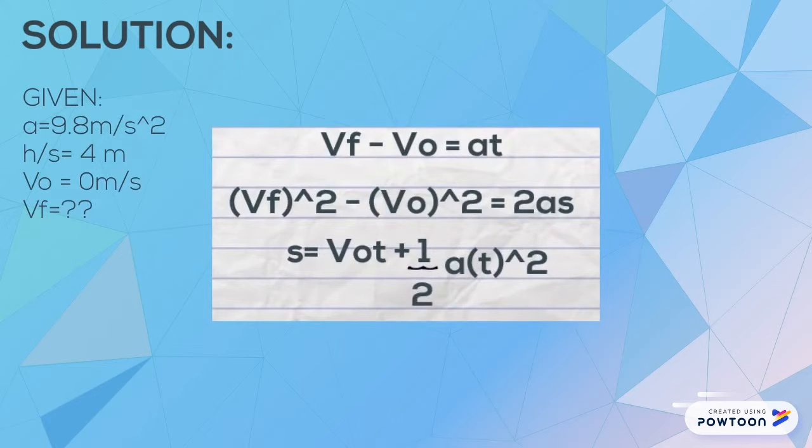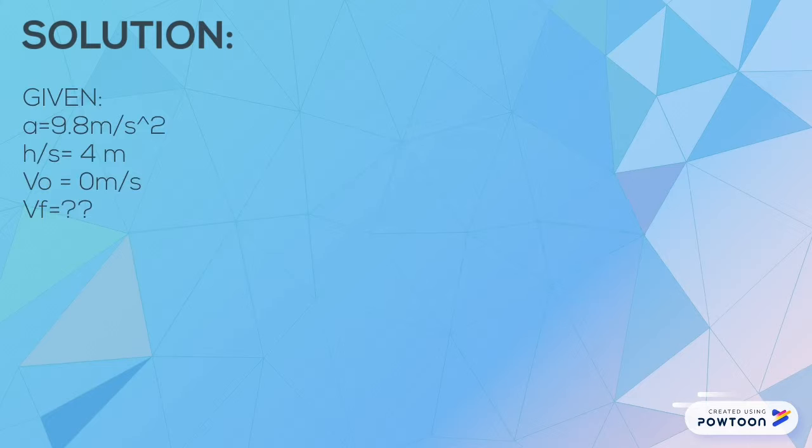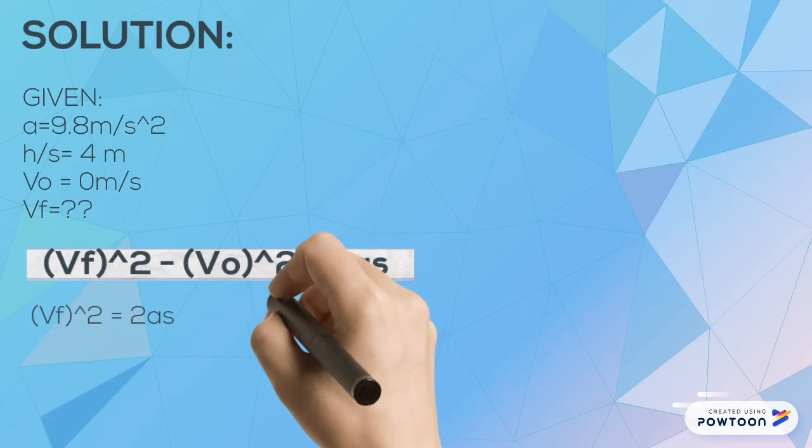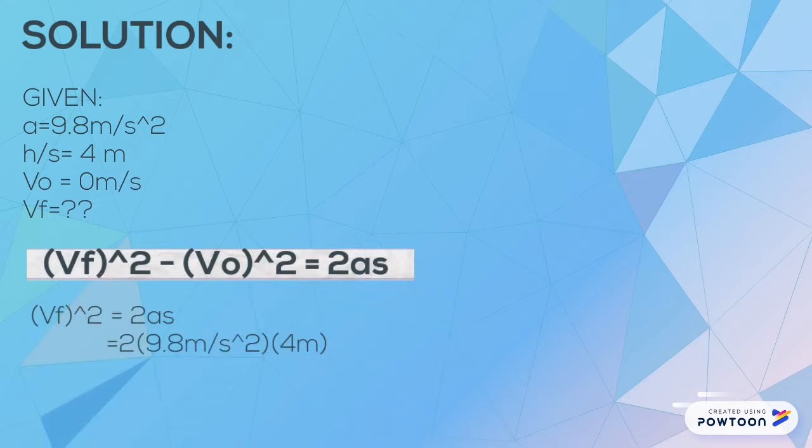Remember the kinematic equations. What do you think is the right formula given that we have an acceleration, distance, and the unknown is velocity? Is the first and third formula the correct one? No, because we don't have a given of time. What about the second formula? Yes, it's the correct one. So let's place all the givens into that equation and solve. So the answer is 8.85 meters per second.